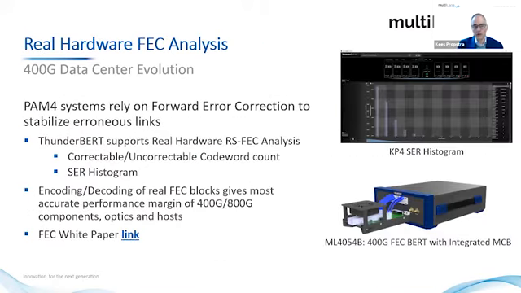Then the other thing that we talked about is FEC. If you have a limited signal to noise ratio, that really means that you're going to get some errors, which is fine. Forward error correction is going to resolve that. Most PAM4 links will use forward error correction to stabilize the link. So having a tool that gives you clear visibility on your FEC statistics, like the correctable and uncorrectable codeword count and your symbol error rate histogram, is really important to do this kind of analysis.